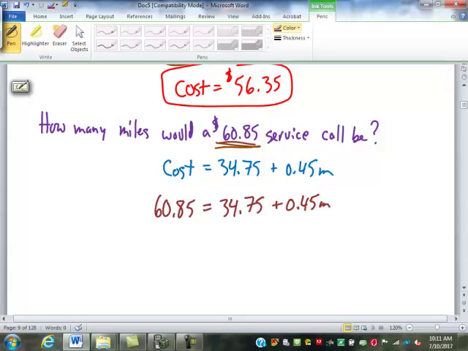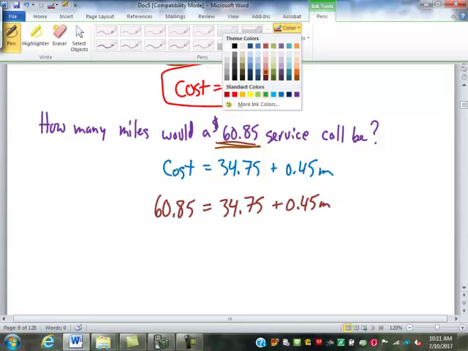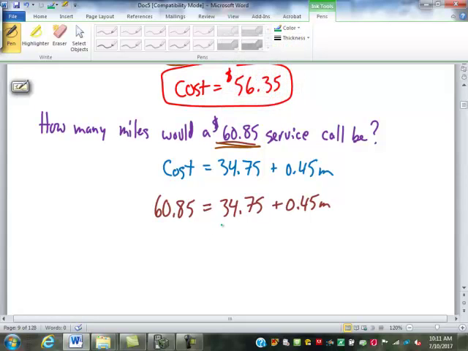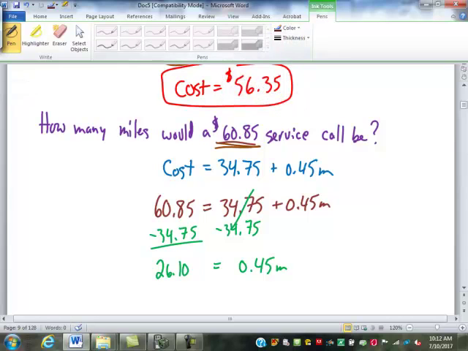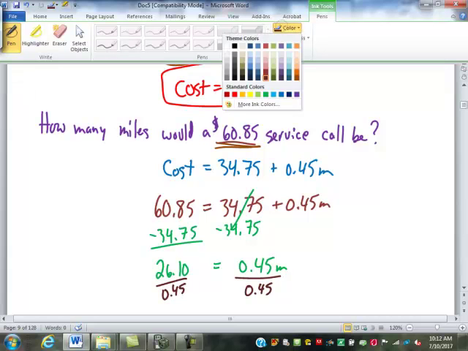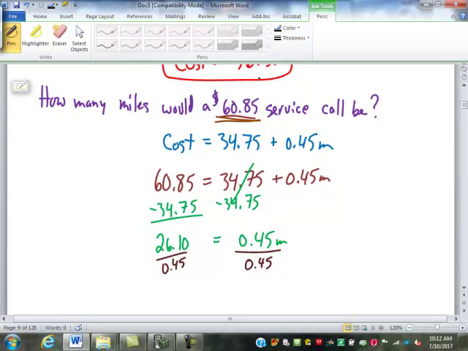Now what do we have to do? Subtract the 34.75. Perfect. We subtract the 34.75. Gives us 26.10. And then divide by 0.45. What's that give us? 58 miles?